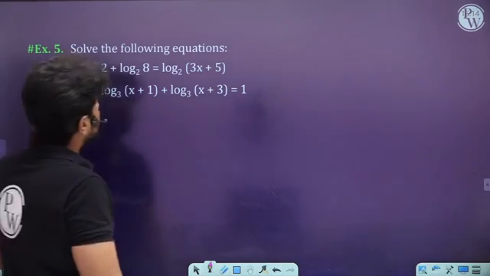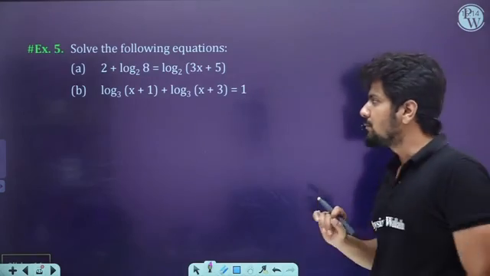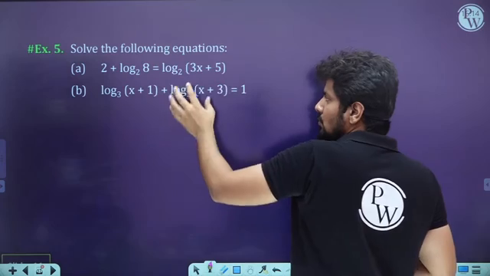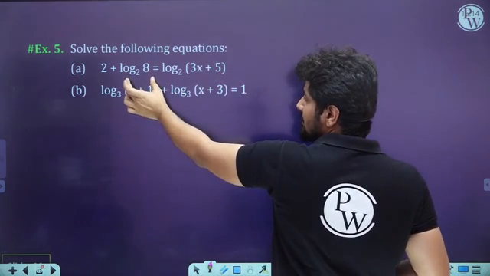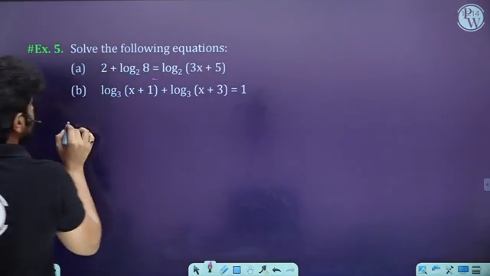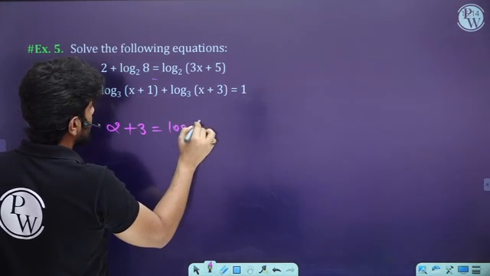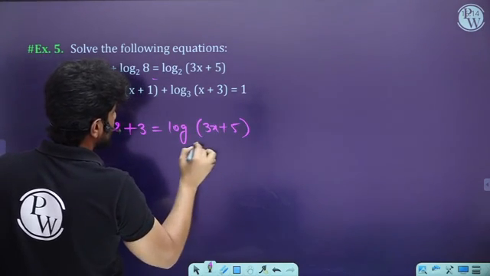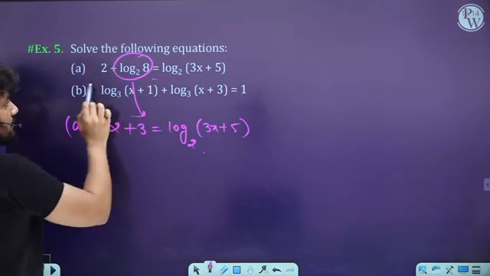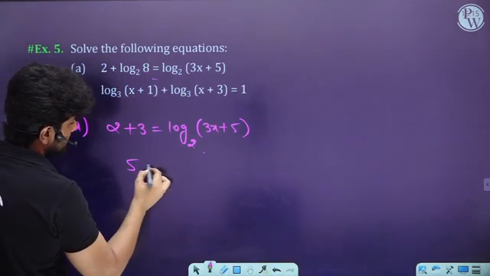Okay. Now, let's solve some logarithmic equation. There's an equation given in front of you. 2 plus log of 8 to the base 2 is equal to this. So we can find the value for log of 8 to the base 2. We know that its value will be 3. So in the left hand side, what do we have? 2 plus 3 is equal to log of 3x plus 5 to the base 2. The value for log 8 to the base 2 is what? 3. So we have 2 plus 3 is equal to this thing. So 2 plus 3 is what? 5.